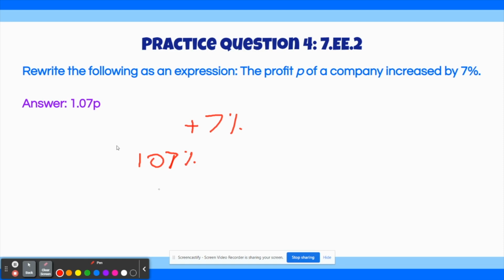And so we can rewrite this as a decimal pretty easily. That would just become 1.07, and then we have to add on the p because it's multiplied by the original profit, and that would give us the new profit. 1.07p. That's our final answer.